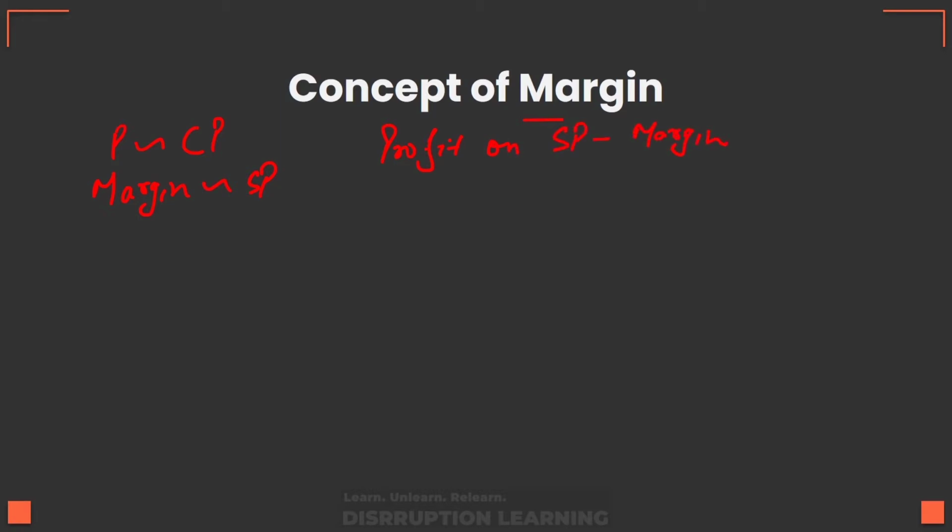Now let's take an example. Let's say the CP is 500, profit is 50 and SP is 550. As simple as that. Now what is going to be the profit percentage? 50 by 500 into 100, that is 10%. But the margin percentage is going to be 50 divided by 550, which is the SP, into 100, and would turn out to be something around 9%.